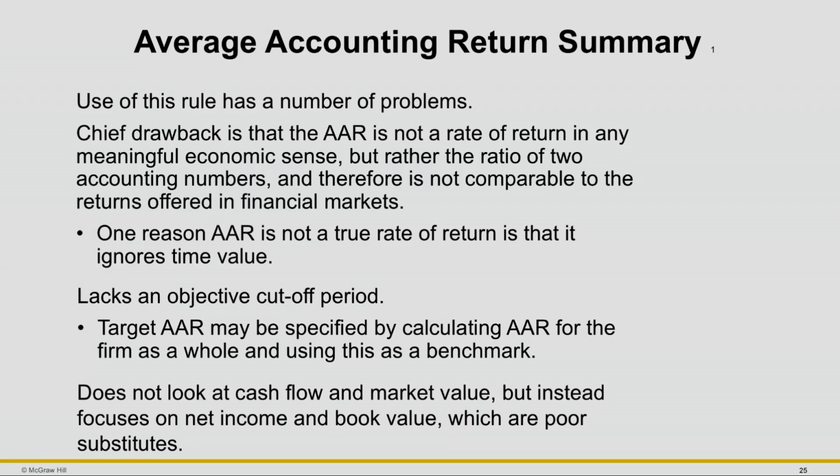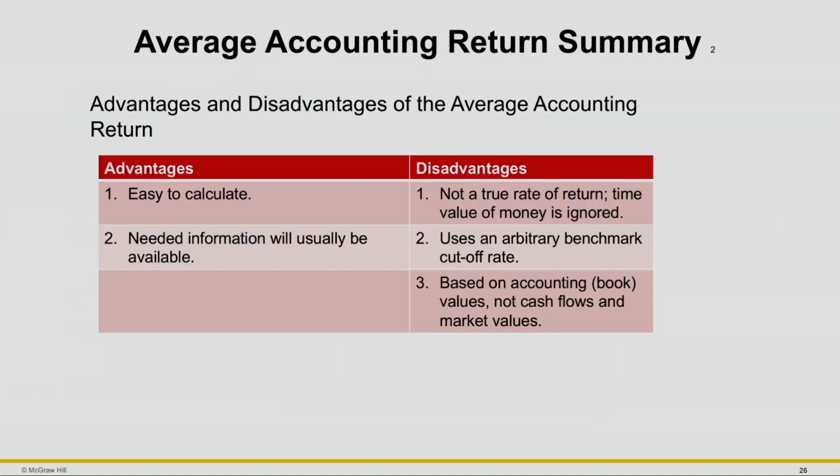We have many problems here. One of the problems is that AAR is not the true rate of return. It ignores time value of money. Again, same problem we had with Payback. It ignored time value of money. It also lacks any sort of objective cutoff period. The target for the AAR may be specified by calculating AAR for the firm as a whole, but even that, again, does not take into account time value of money, and it's accounting returns, or accounting figures, it's not cash flows. And so all of these things add up to be a problem.